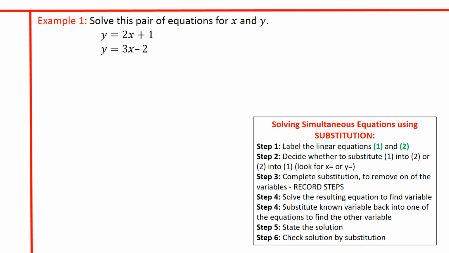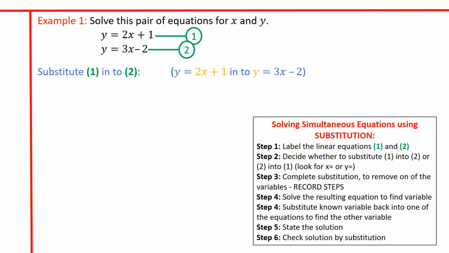So let's go through these steps. Step 1 says label the linear equations 1 and 2, and we literally do that by drawing a straight line and labeling it equation 1. And equation 2, another straight line there. Now we need to decide which equation we're going to substitute in the other. So we're looking for that x equals or y equals. We're starting off with an easy example today because these are both in the form y equals, so it doesn't matter which one we substitute into which equation. So what we're going to do is substitute 1 into 2.